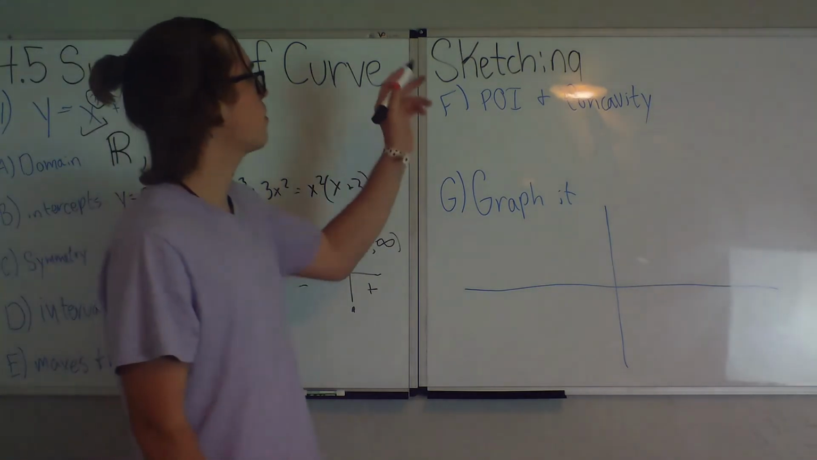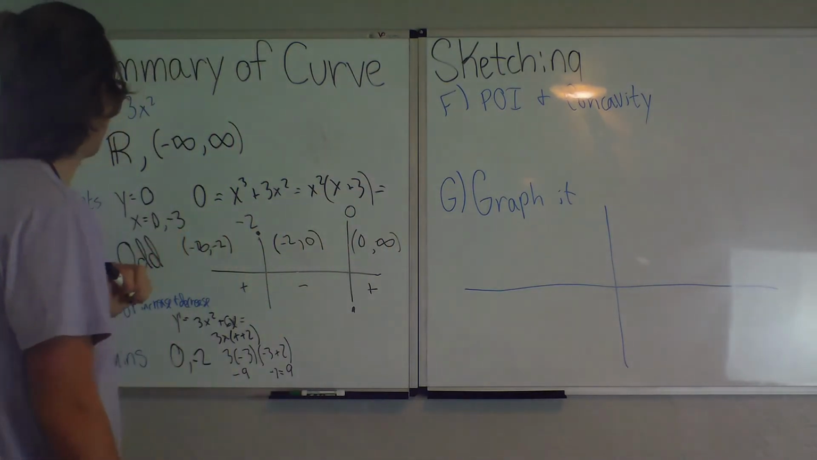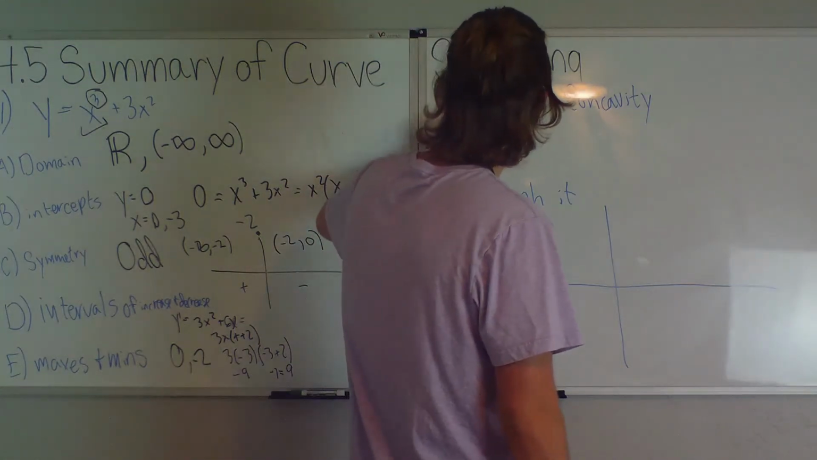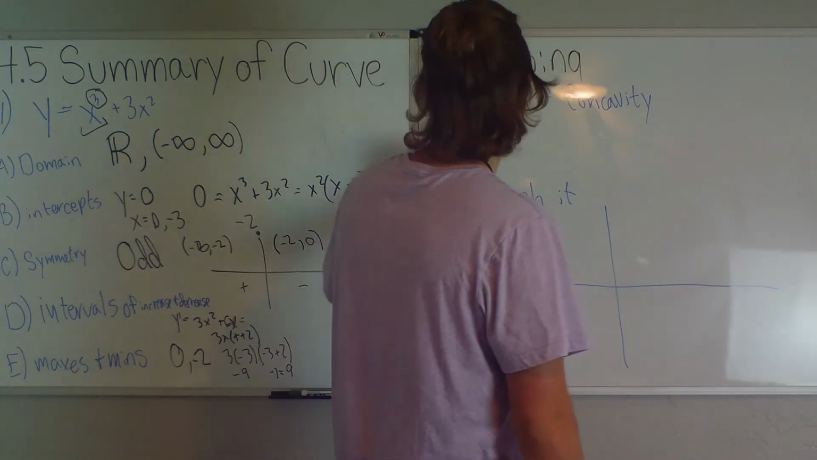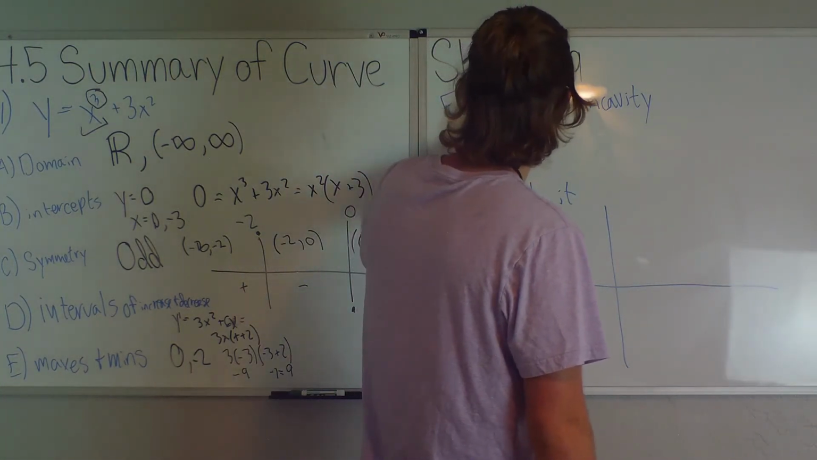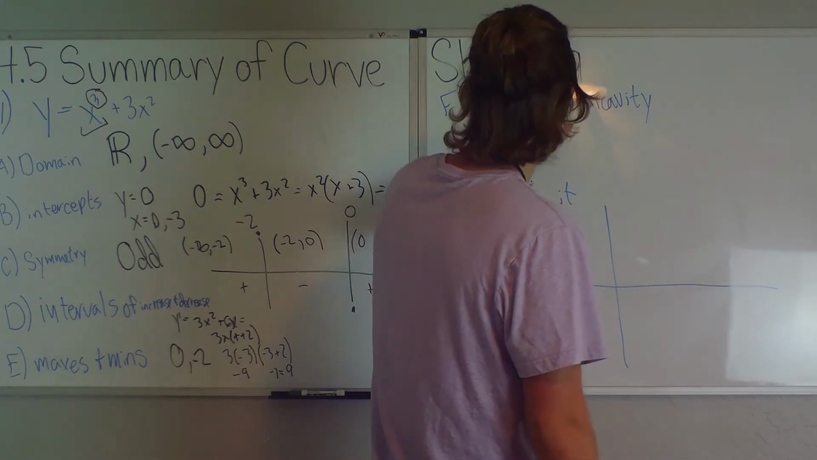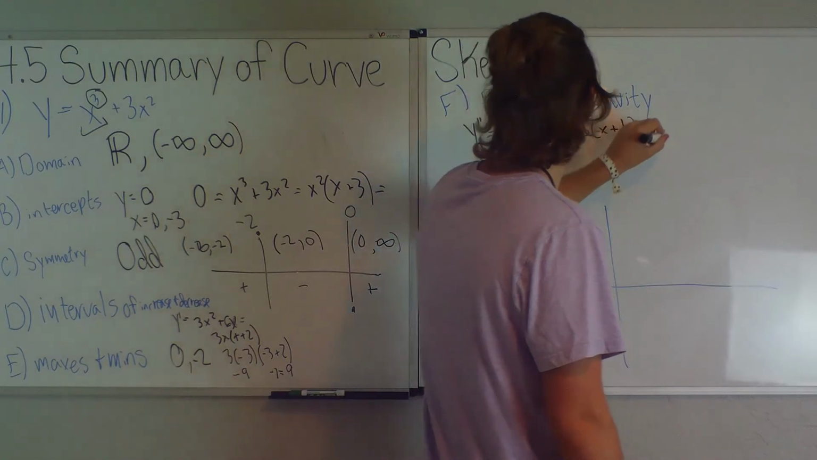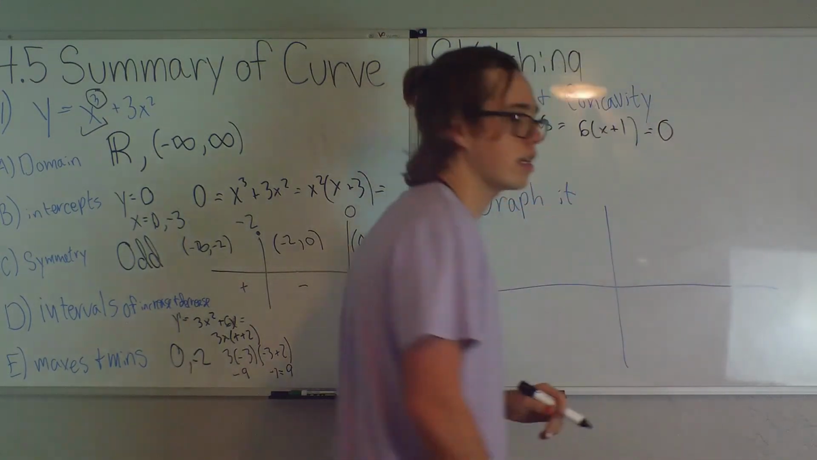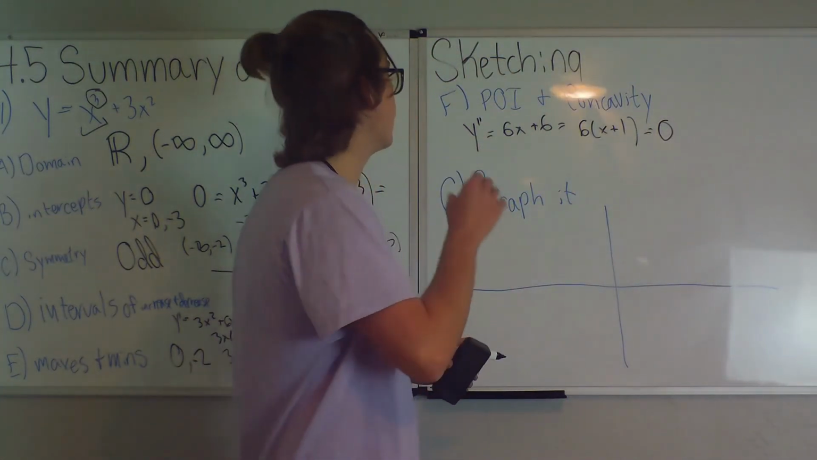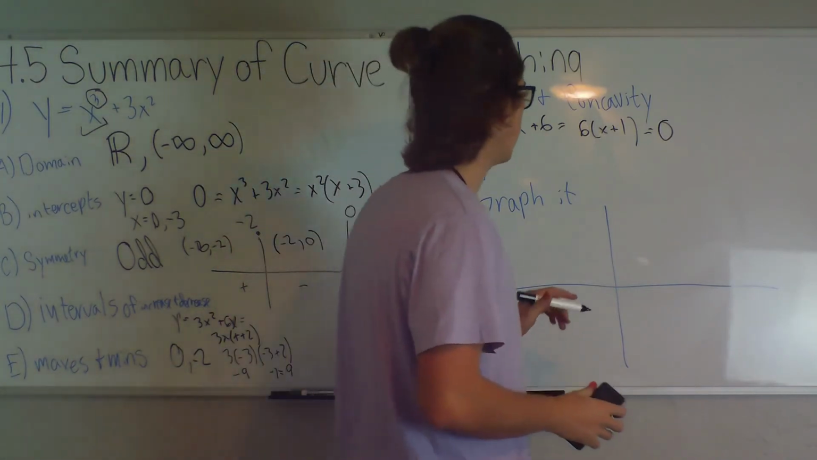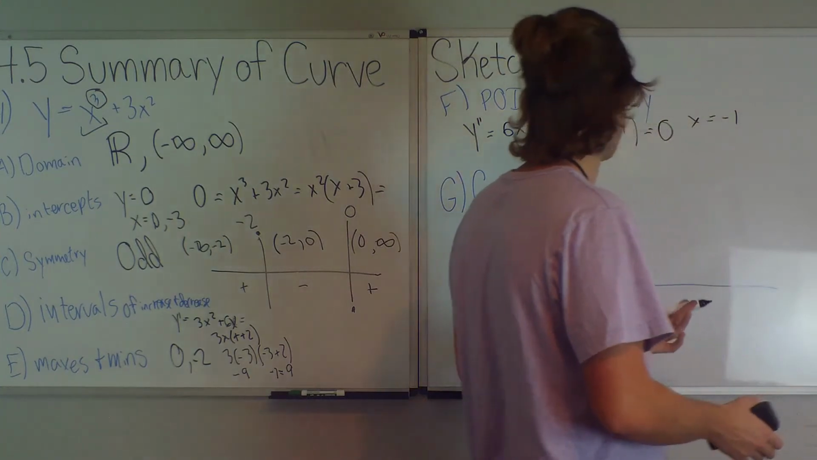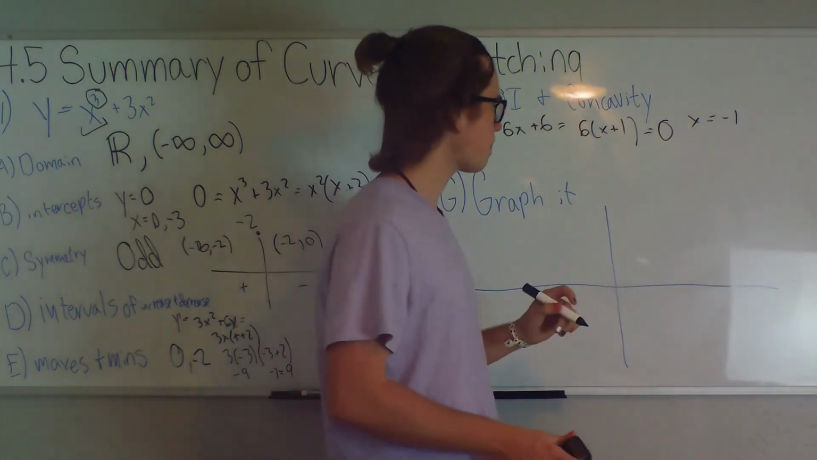Finally, points of inflection and concavity. Well, second derivative time. So y double prime is equal to 6x plus 6, which is equal to 6 times x plus 1, which is equal to 0 because we're trying to find our point of inflection. And we just find that x equals negative 1. So our point of inflection is negative 1.